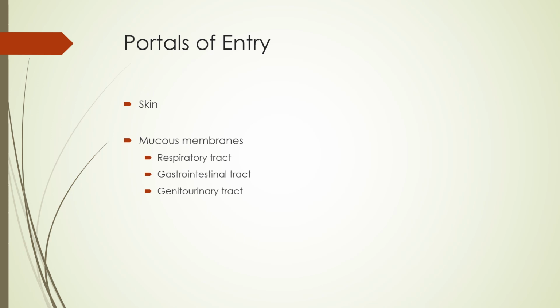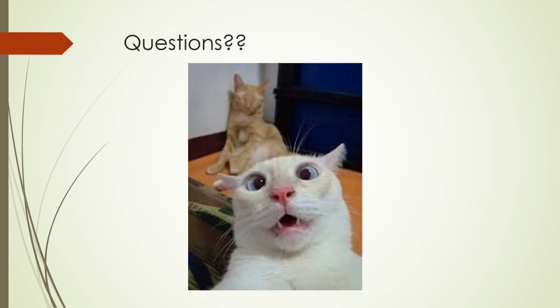All right, so that's it for Unit 1. We've covered a lot of things, including the chemistry of life, portals of entry, different types of stains, normal flora.